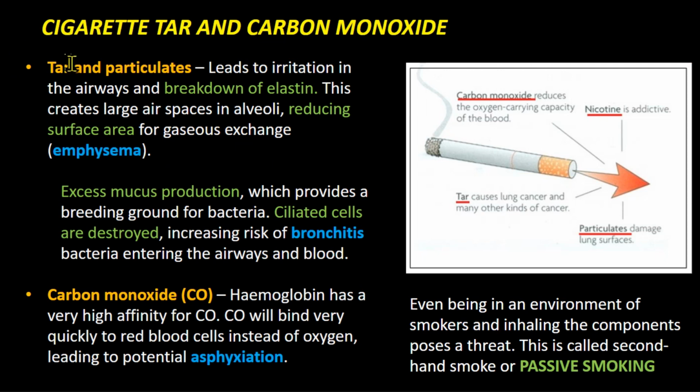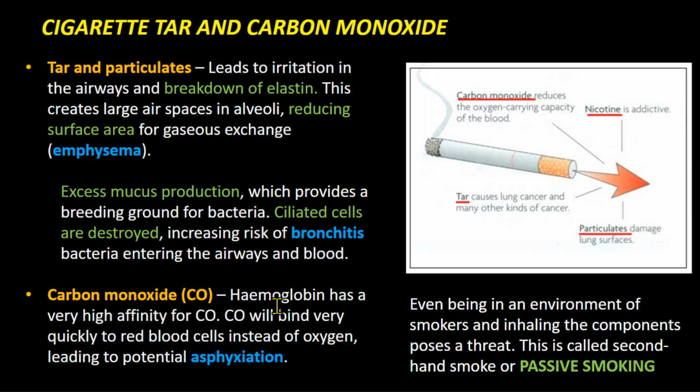Cigarettes have tar and particulates, and these lead to irritation in the airways and the breakdown of the protein elastin. This is going to create large air spaces in the air sacs, or the alveoli. This would reduce the surface area for gaseous exchange. This is called emphysema. Next, we could have excess mucus production, which is an irritant, and this would provide a breeding ground for bacteria. Ciliated cells, which usually trap dust and bacteria, are going to be destroyed. So this could increase the risk of bronchitis, and bacteria entering the airways and the blood.